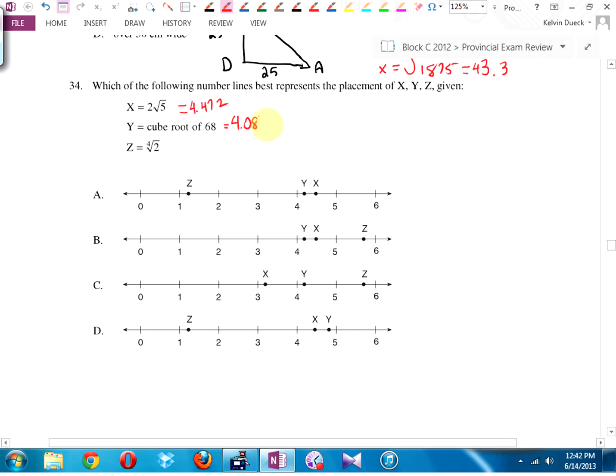So what's bigger, x or y? X. So D is wrong, because it has the x to the left of it, right? Oh, and C is wrong, because it has x smaller. In fact, it has x between 3 and 4. Okay.